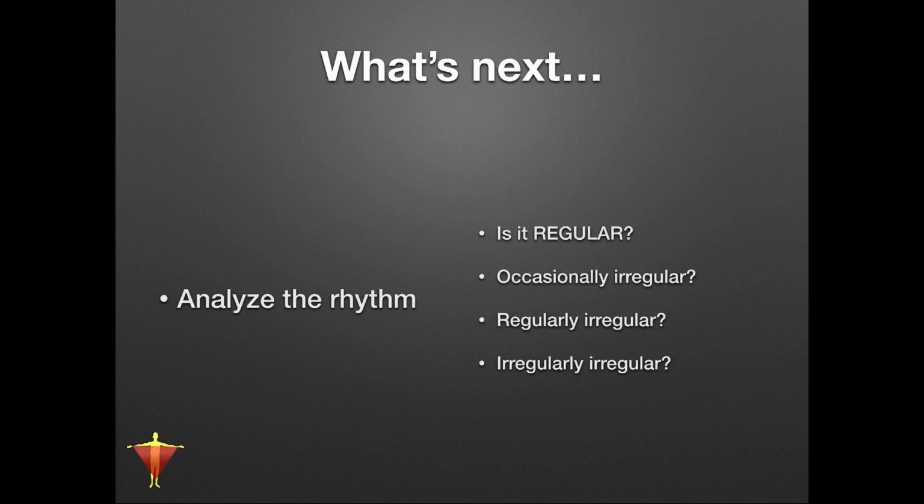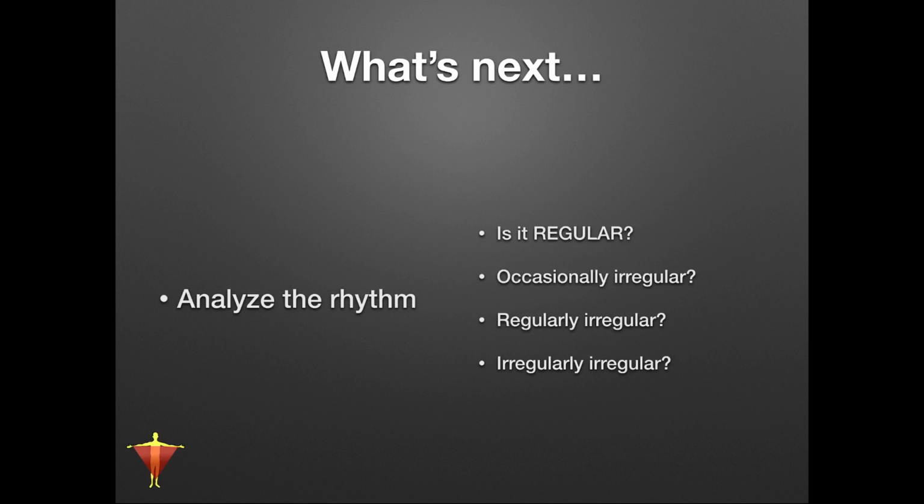All right, so after we analyze our rate, we want to look at our rhythm. So what is the rhythm, and how can we identify it? Well, is this a regular rhythm? Is it occasionally irregular? Every once in a while, we're kind of feeling it, and we see an extra beat in there, or we realize that didn't come rhythmically like the rest of the beats did, right?